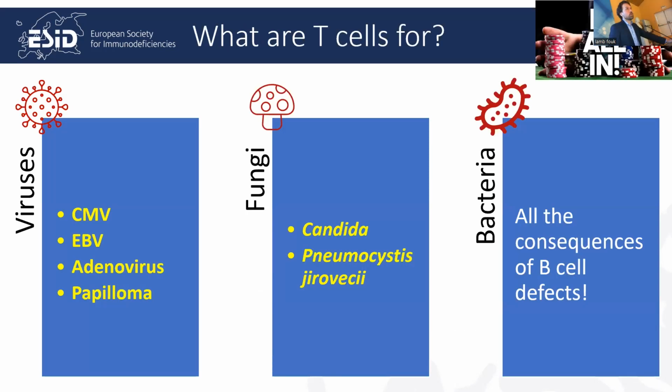What do they do? Well, they are all in for most of the pathogens. So you have viruses, you have fungi, you have bacteria, because you remember that you have all the consequences of the B cell defect.